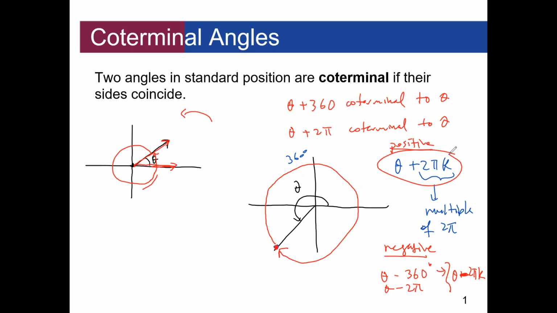So in summary, we're adding or subtracting multiples of 2 pi or multiples of 360 degrees to find the coterminal angles. So that's what I want to say.